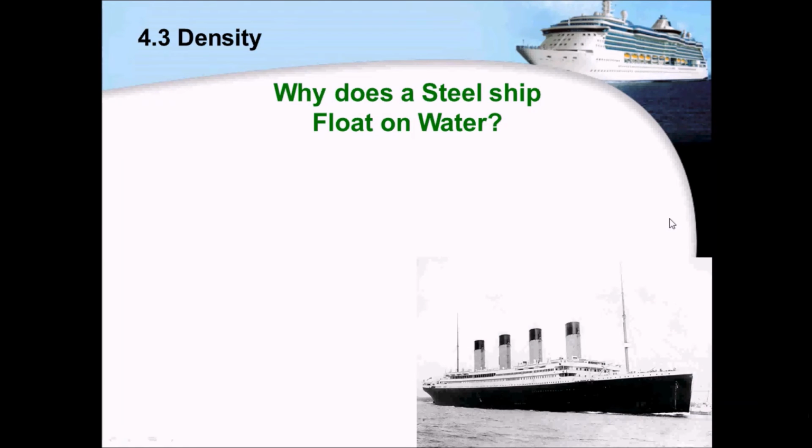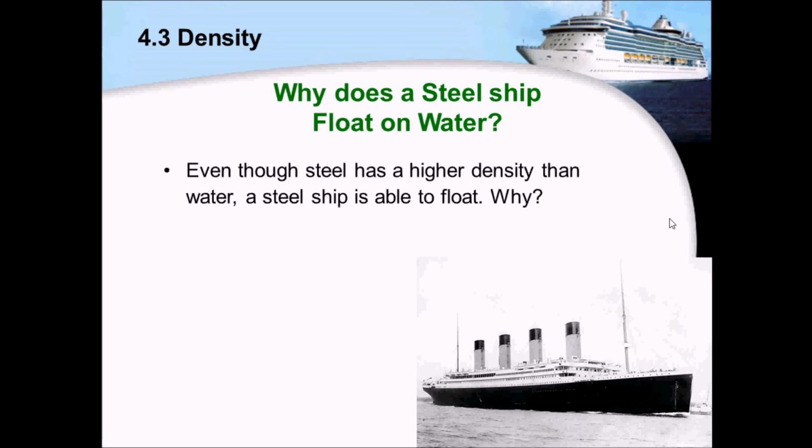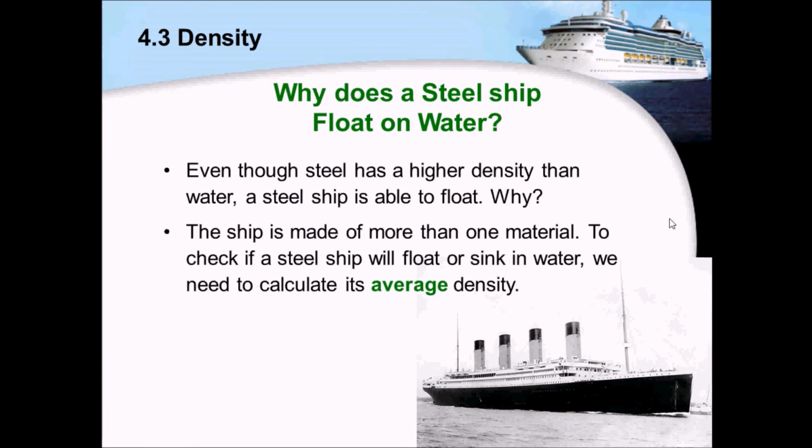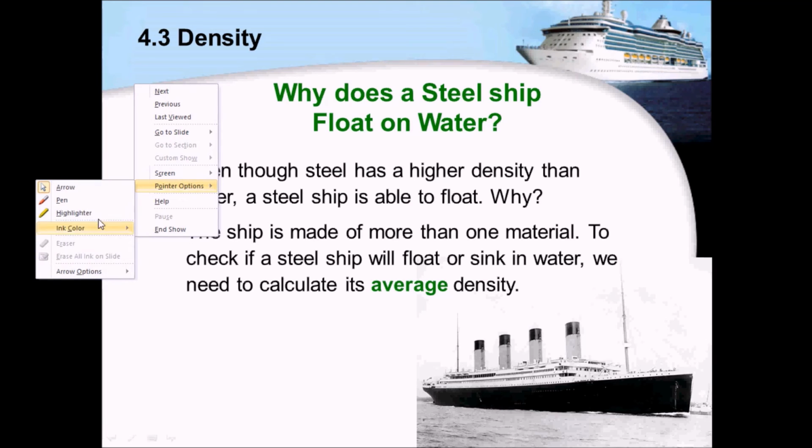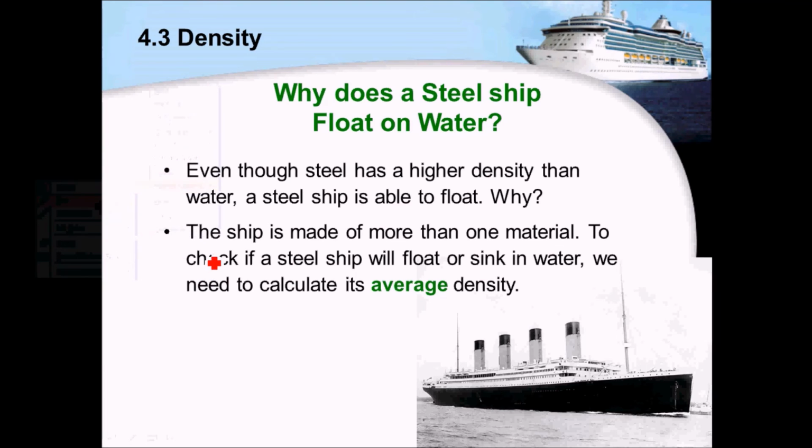So what happens when you have a steel ship in water? We know that steel is a very dense material, but why is it that a steel ship can float in water? So we need to know that even though steel has a higher density than water, the ship can still float. The reason is because we need to consider that the ship is not made of one material, but more than one material. Because of that, we need to calculate the average density of all the materials that are added together.